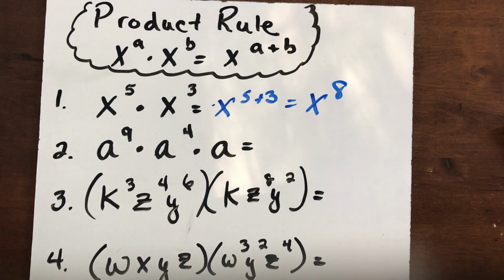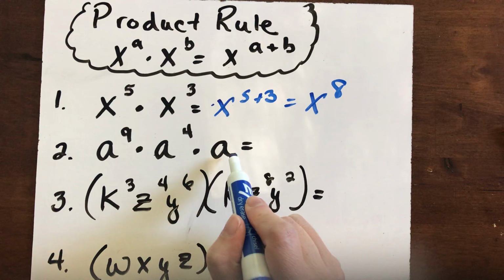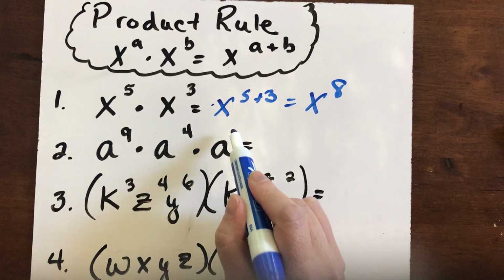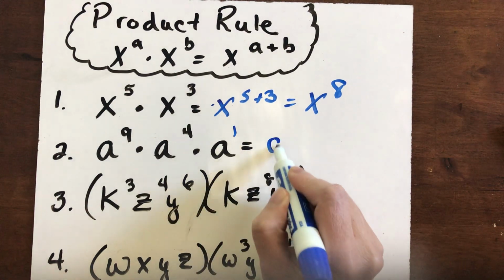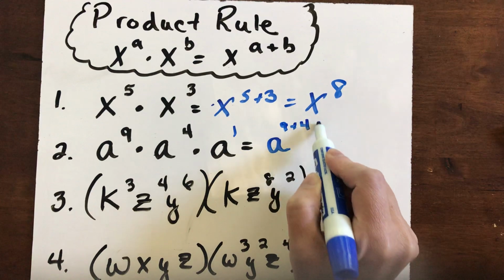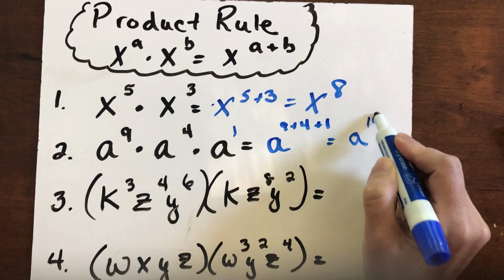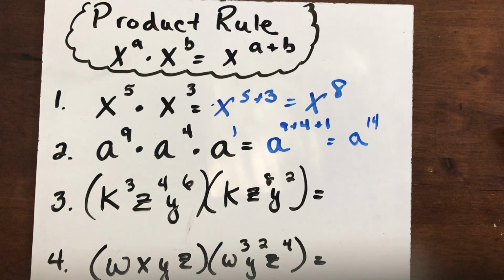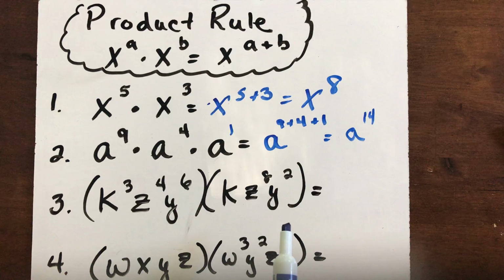Then you have a to the 9 times a to the 4th times a. Now, do y'all remember what I told you happens if it doesn't have an exponent? It actually does. What is it? It's a 1. Good. So they all have the same base. So you bring the a over, and you add the exponents together. So 9 plus 4 plus 1. 9 plus 4 is 13, plus 1 is a to the 14th. Okay? Now, you're going to see it written like this or with parentheses, but it's the same thing.